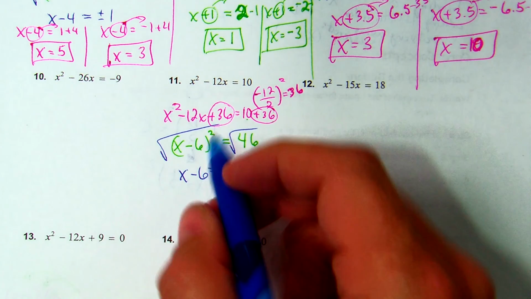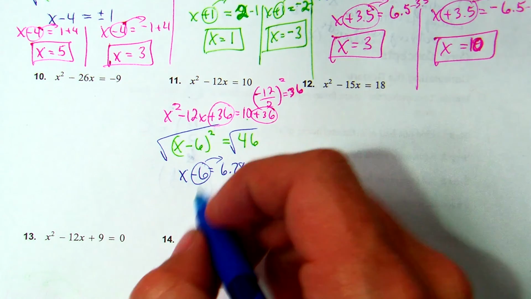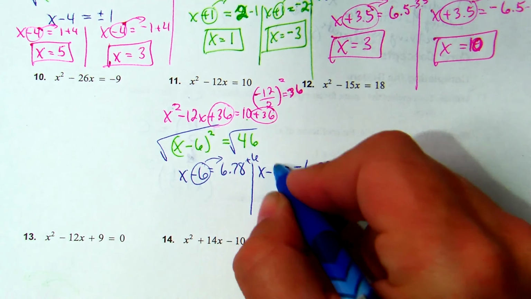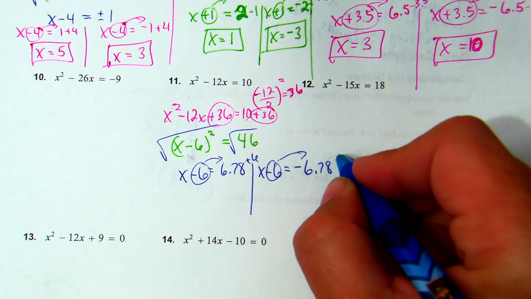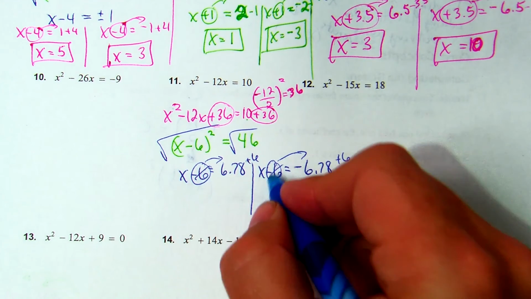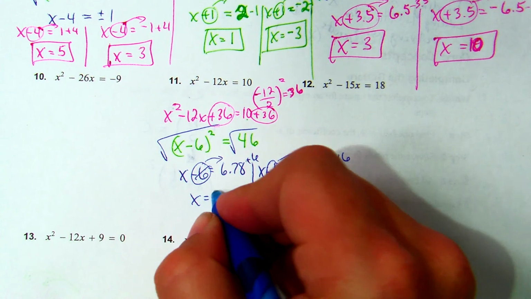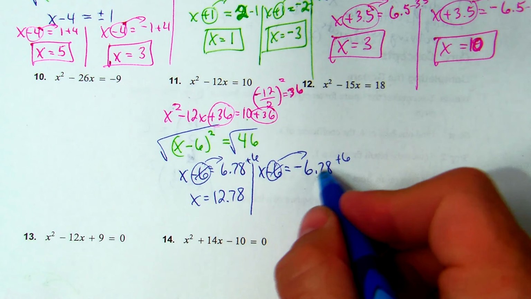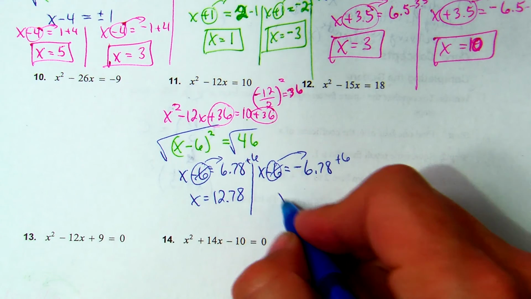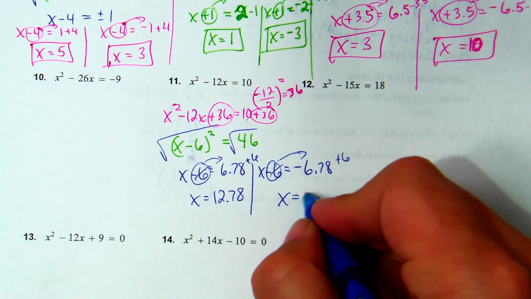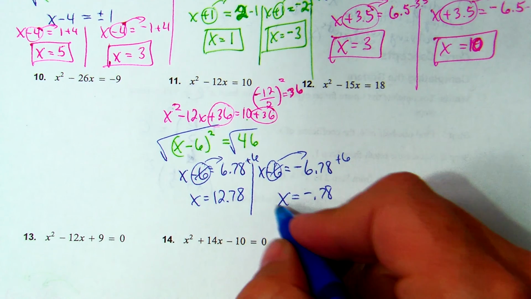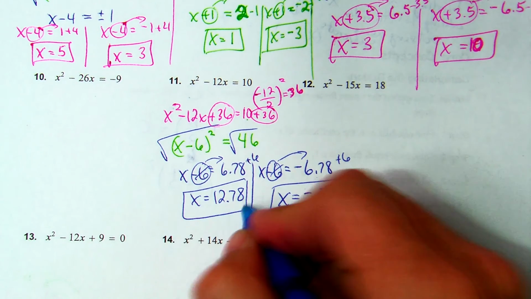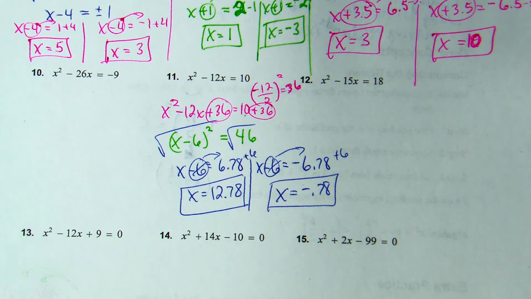So if I add 6 to both sides, and on this side again I'm going to add 6, and that'll help me get rid of this. I'm going to have x is going to equal 12.78. When I add 6 to a negative 6.78, I'm going to have negative 0.78. And those are my two answers or solutions for number 11.